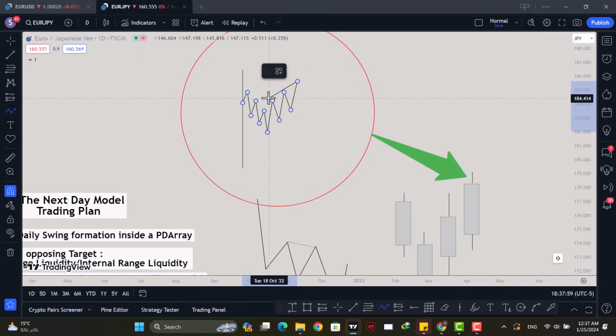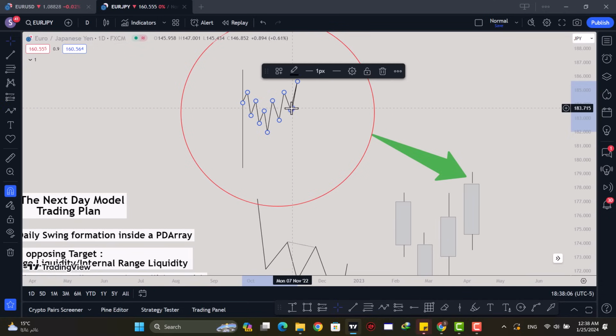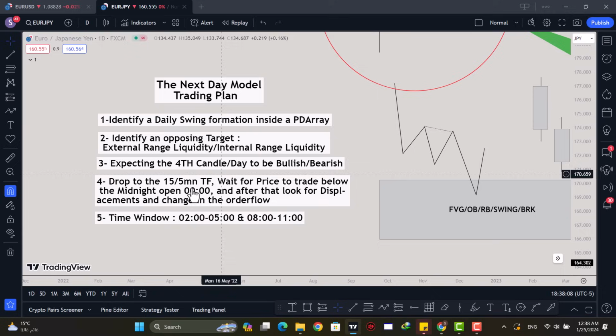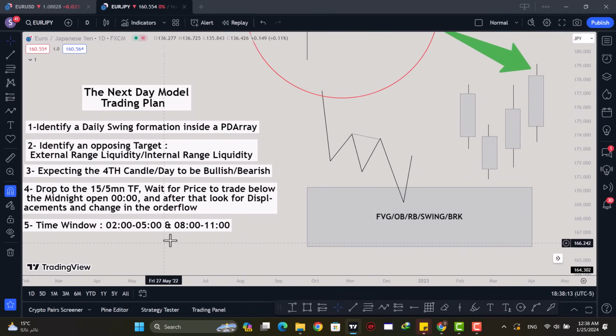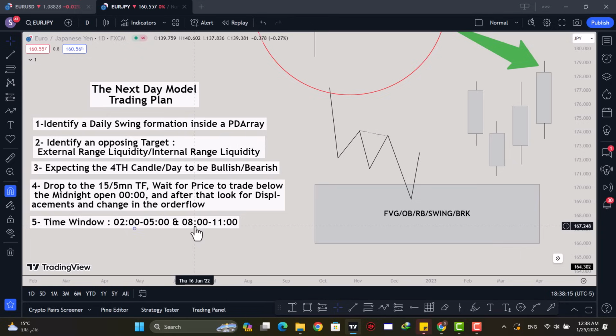So after displacement, you can take your entry on the pullback. You can also enter on the second leg and respect the time windows. You want to enter from 2 to 5, so this is in the London kill zone, or you can also enter from 8 to 11. Now high probability setups will form inside the kill zone of London or early in New York. All right, that's high probability, and that means that you can easily catch the whole daily expansion right here.